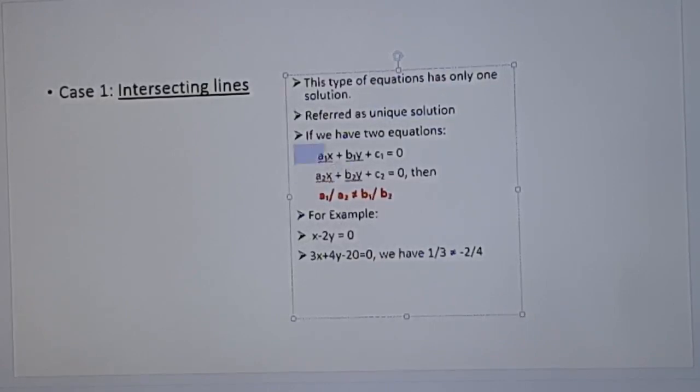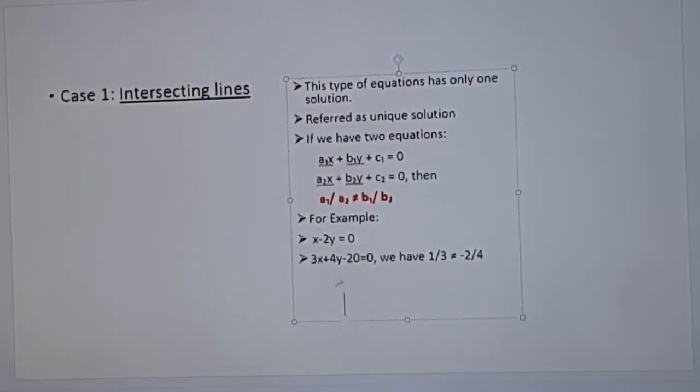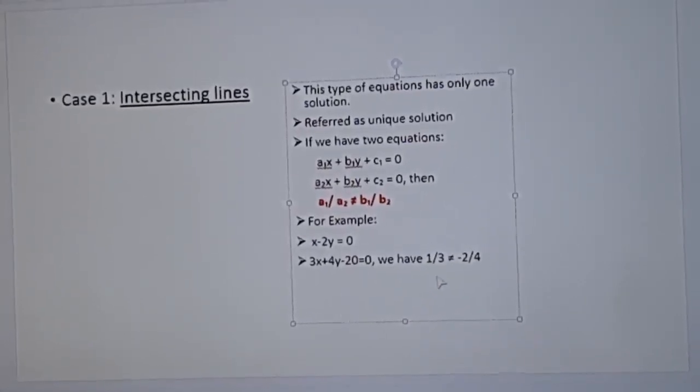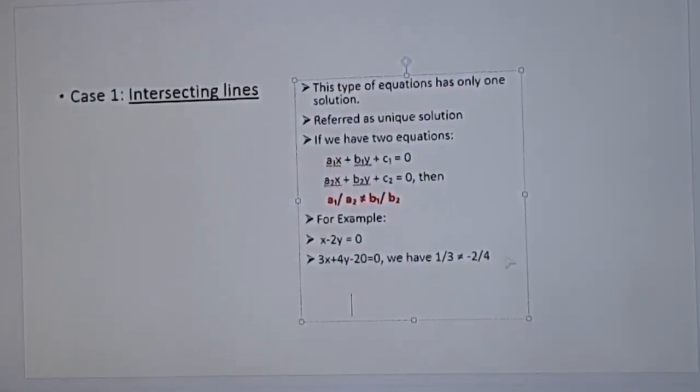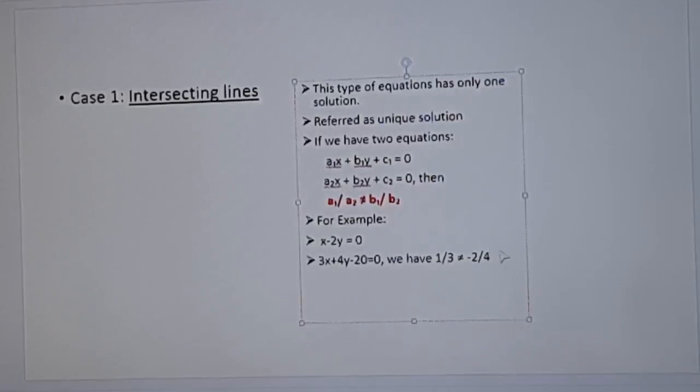See, if we have been given two equations, a1 x plus b1 y plus c1 equals to 0, a2 x plus b2 y plus c2 is equals to 0, and for intersecting lines, a1 by a2 will not be equal to b1 by b2. See, we have taken an example also. X minus 2y is equals to 0, 3x plus 4y minus 20 is equals to 0. Here a1 is 1 and a2 is 3, b1 is minus 2 and b2 is 4. We can see 1 by 3 is not equal to minus 2 by 4. So this is all about intersecting lines. Intersecting lines are also known as consistent because they provide us one unique solution.